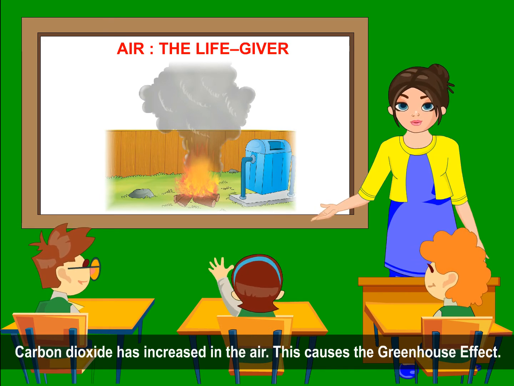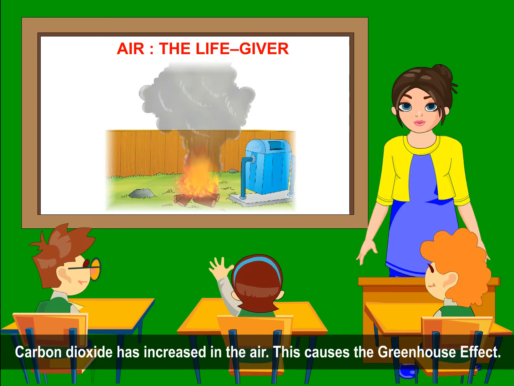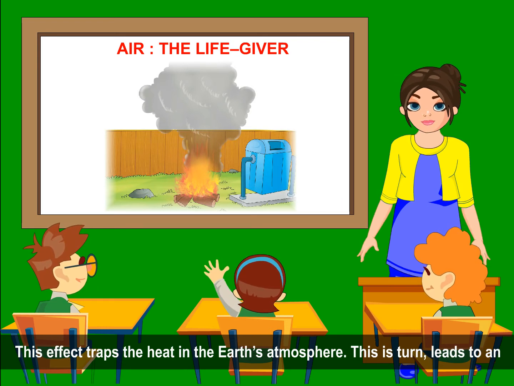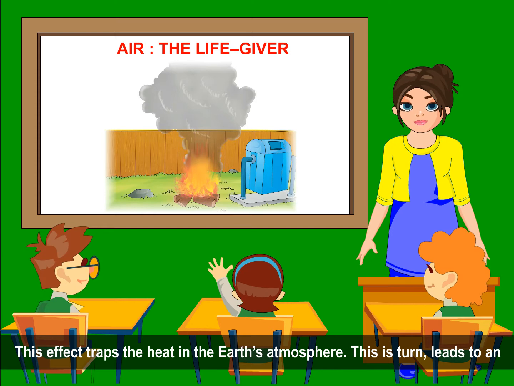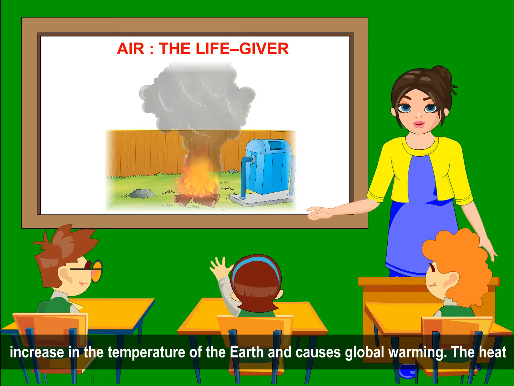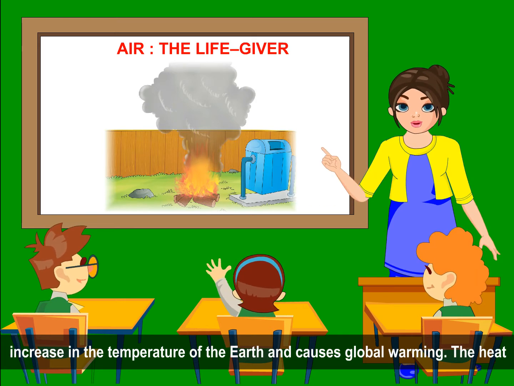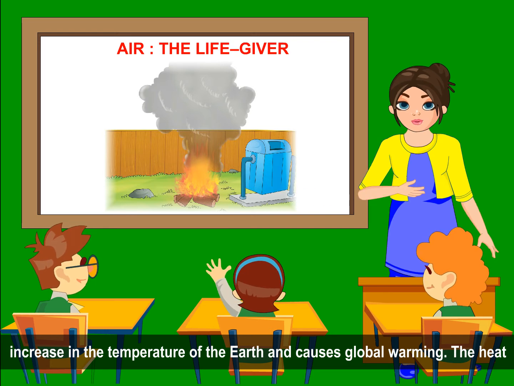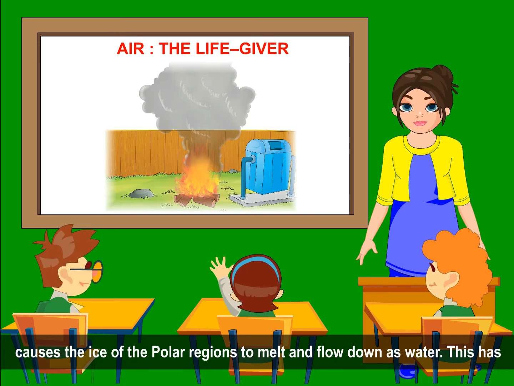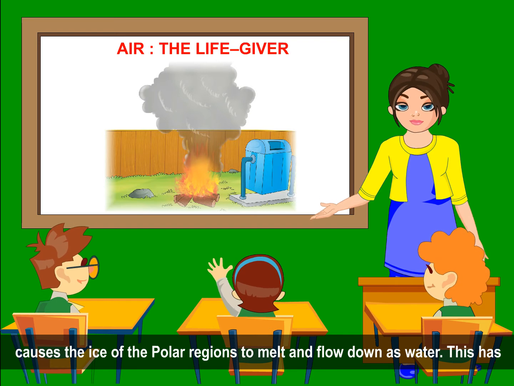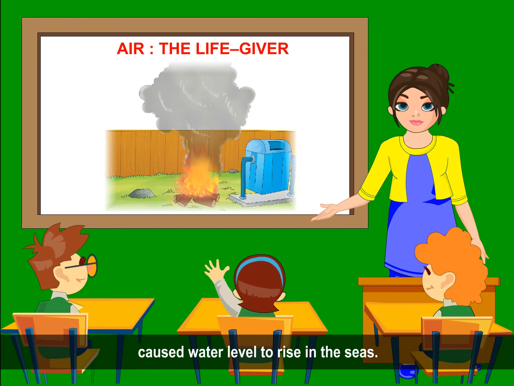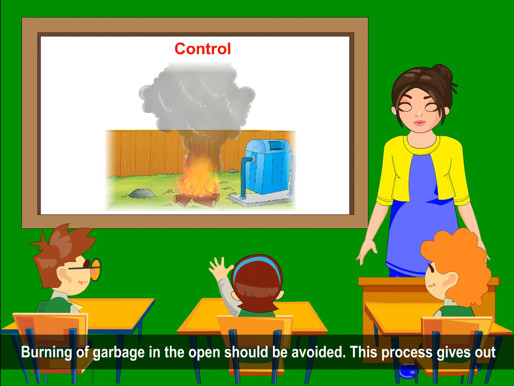Carbon dioxide has increased in the air. This causes the greenhouse effect. This effect traps the heat in the Earth's atmosphere. This in turn leads to an increase in the temperature of the Earth and causes global warming. The heat causes the ice of the polar regions to melt and flow down as water. This has caused water levels to rise in the seas.